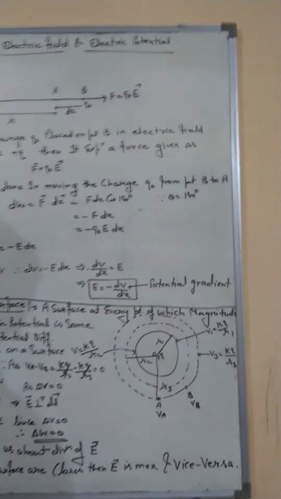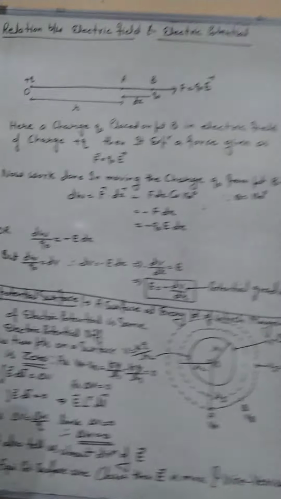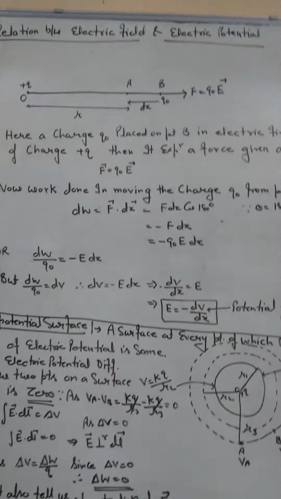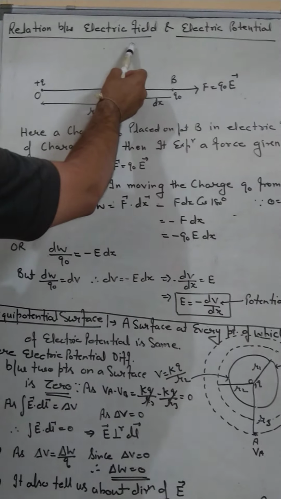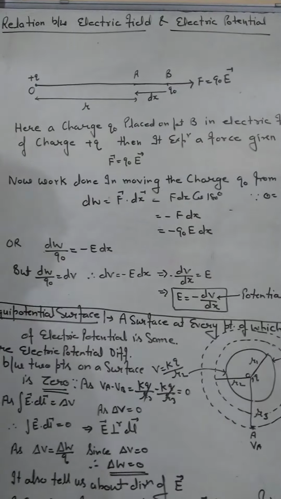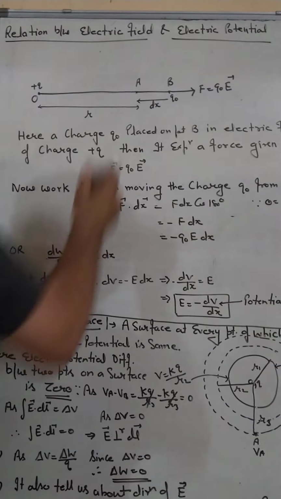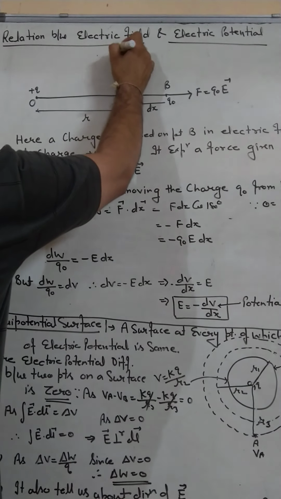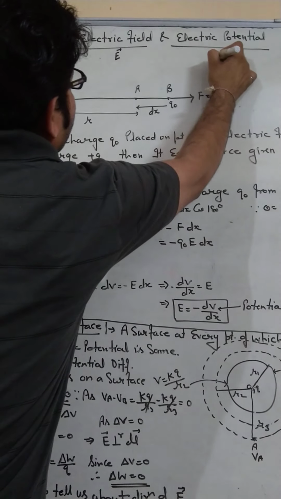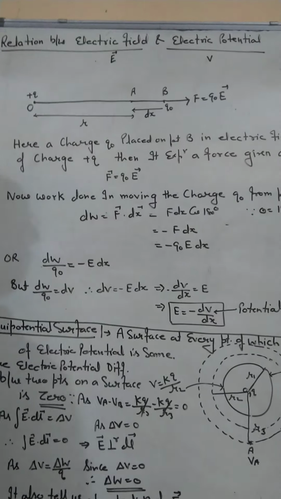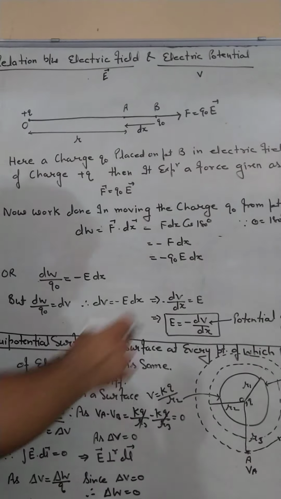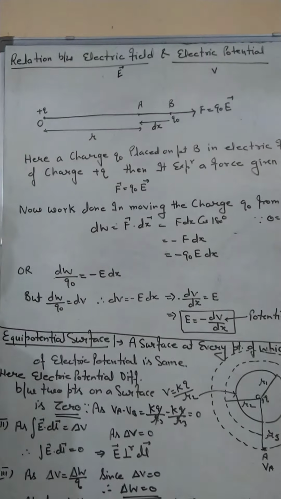Today we will understand two more main topics. First one is the relationship between electric field and electric potential. Electric field is represented by vector E, and electric potential is represented without a vector sign, because electric potential is a scalar quantity.